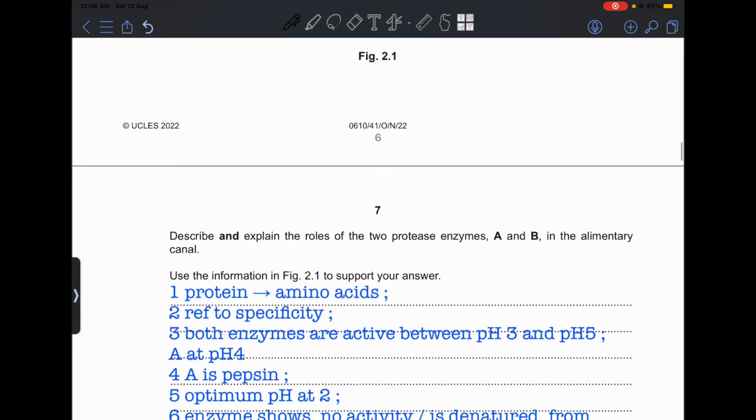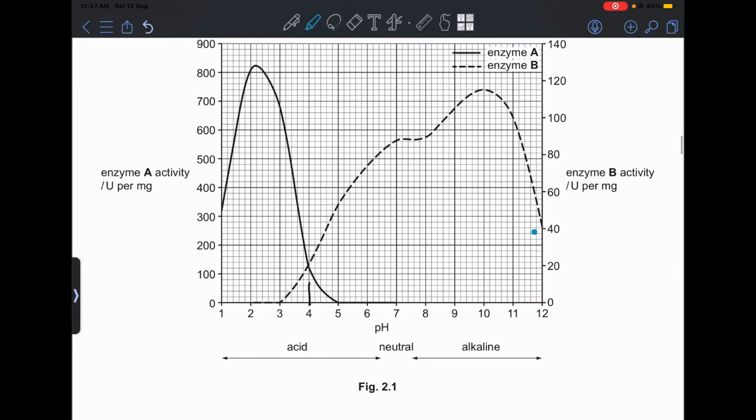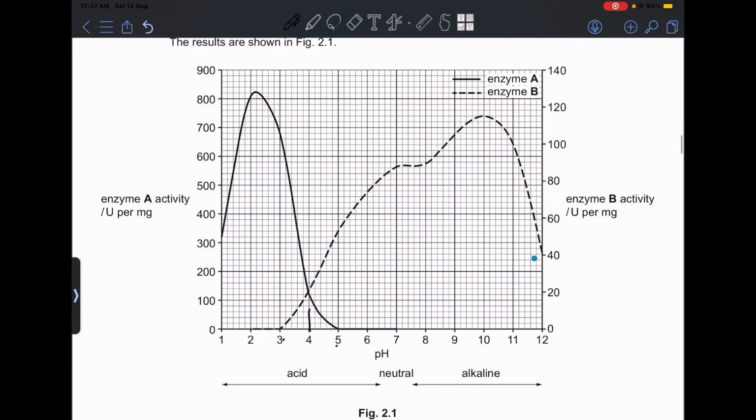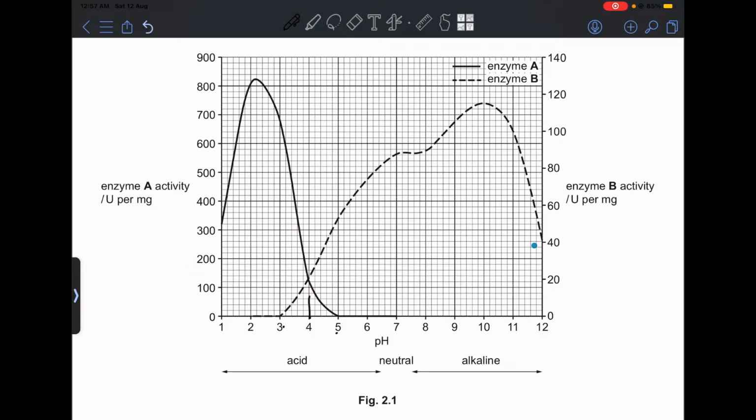And we can also say that 3, both enzymes are active between pH 3 and 5. 3 is actually a description because we are saying something that is on the graph. You can see over here that yes, both of them are active between pH 3 and 5. And we can also say, for example, that enzyme A is active at pH 4, and we can also say, for example, that enzyme B is active, for example, in pH 5. This is a description.